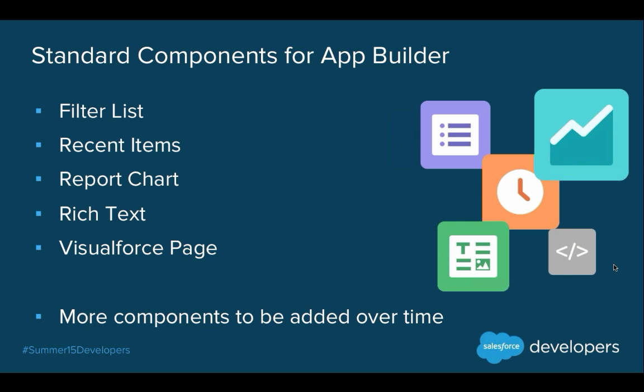You've got a recent items component that you can tune in to which objects you want to track recently viewed records of. Report charts will give you the ability to quickly create a dashboard by pulling charts off of your reports. And then that Visualforce page component, that one's a real great one because it lets you tap into any of your existing mobile-enabled Visualforce pages. And I think Sam's going to show us some pretty exciting things later on in the webinar where we can do some new cool things with Visualforce that you may just want to use inside your Lightning apps here. And certainly, as you can imagine, over time, we will be working to add more standard components to the App Builder.